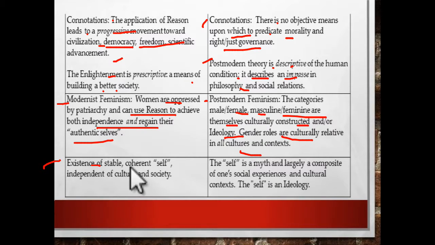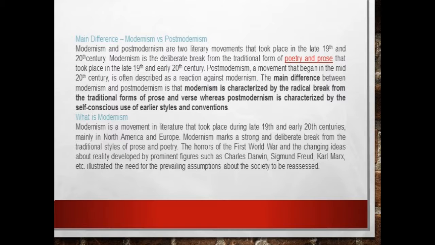Existence of a stable, coherent self independent of culture and society: the self is a myth and largely a composite of one's social experience and cultural context. The self is an ideology. Main difference: modernism and postmodernism. Modernism and postmodernism are the two main literary movements that took place in the late 19th and 20th century.